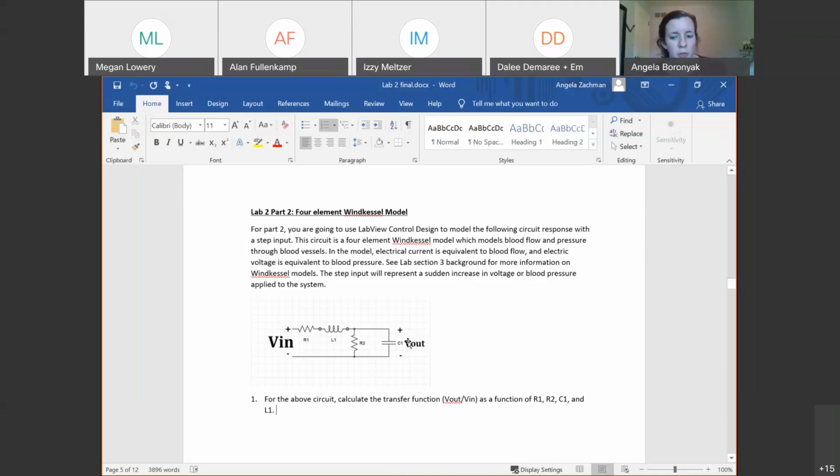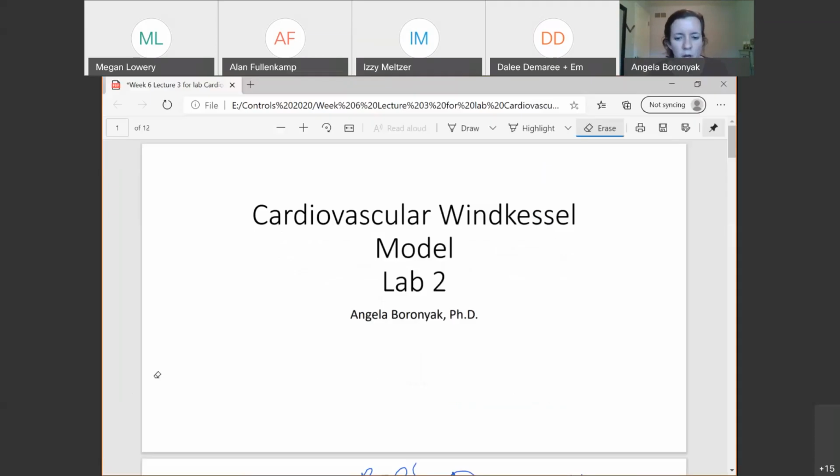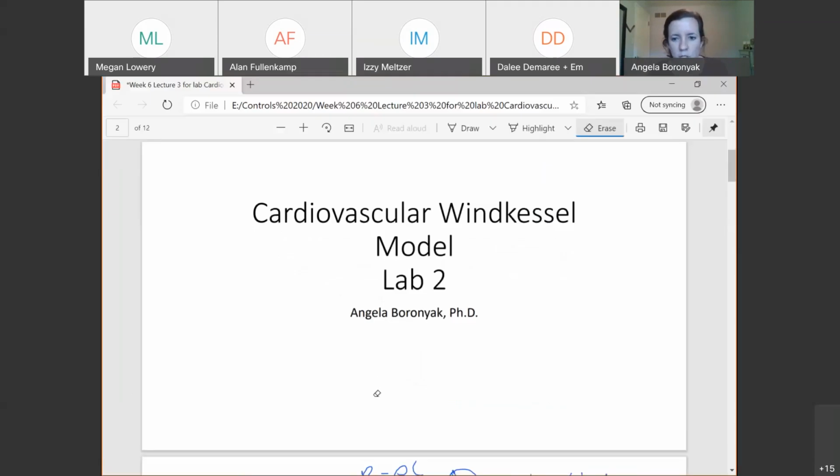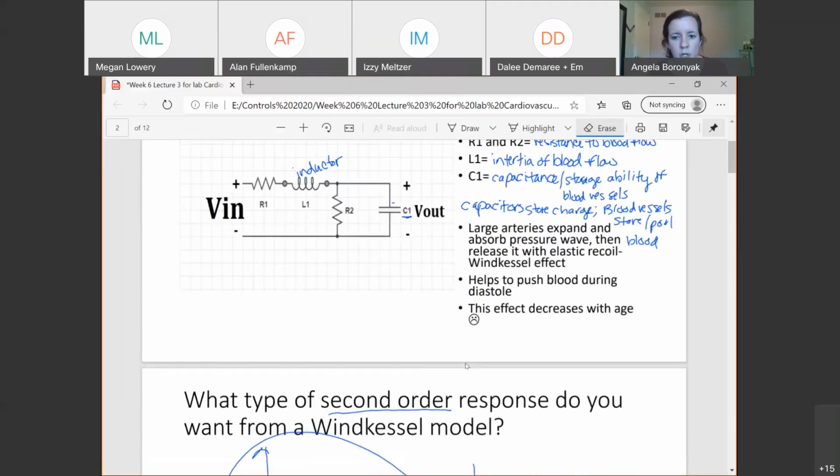You're going to need to be able to calculate the transfer function for this circuit for part 2. For part 3, I tell you all the transfer functions in terms of our variables R1, R2, C1, and L1, my inductor. So this was actually, again, in the lecture that I was trying to talk about.